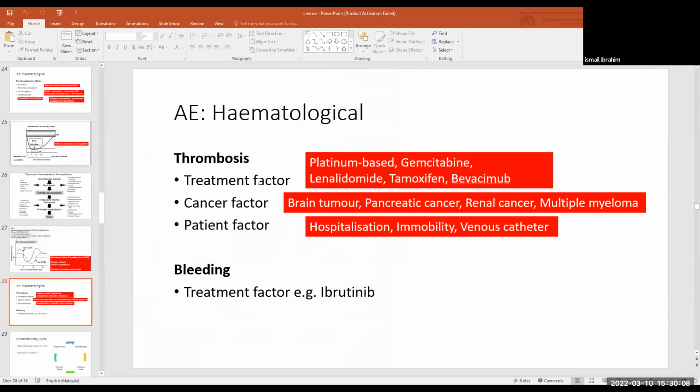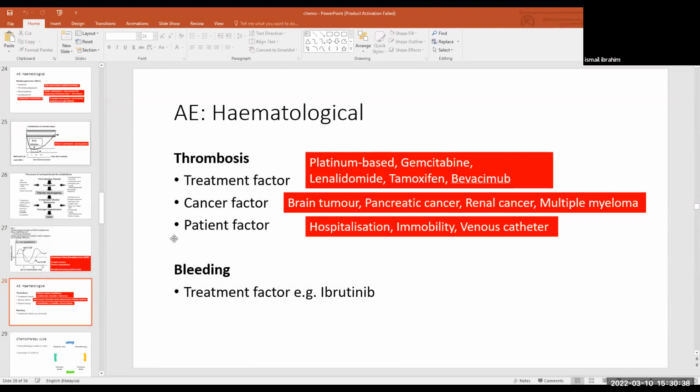Another hematological adverse effect will include thrombosis, and that will be determined by treatment factor, cancer factor, or patient factor. Some patients who we deem to be at high risk of thrombosis need to be on VTE prophylaxis by means of anticoagulant. Nowadays, we tend to use rivaroxaban, which is an anti-10A inhibitor.